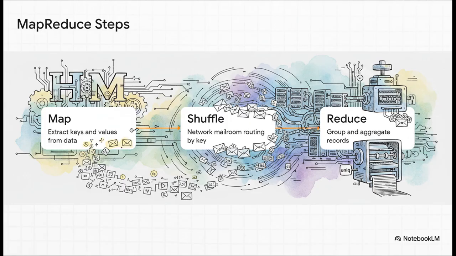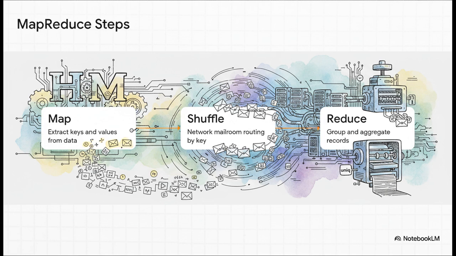We can break MapReduce down into 3 pretty digestible steps. Step 1 is the map phase. Just like our awk command earlier, a mapper scans the data and extracts specific keys and values. Then, step 2, the shuffle. This is honestly my favorite part.